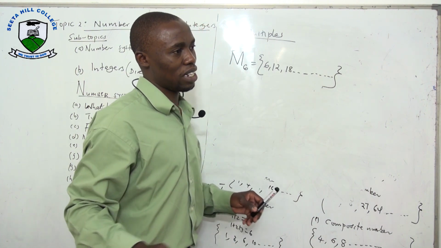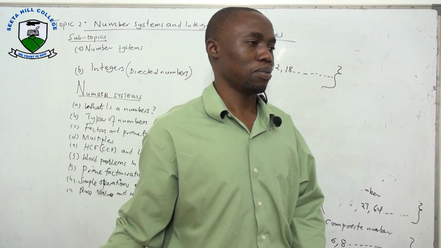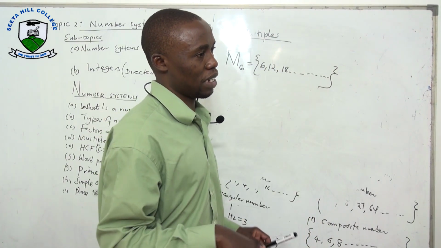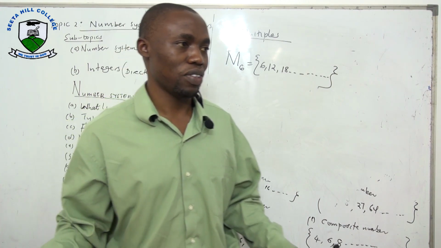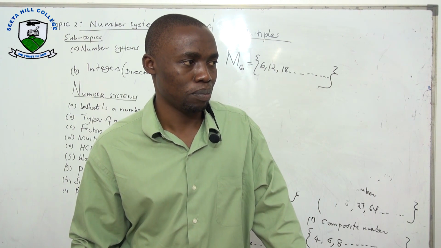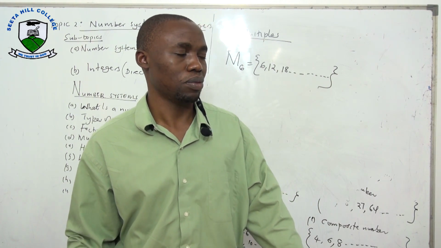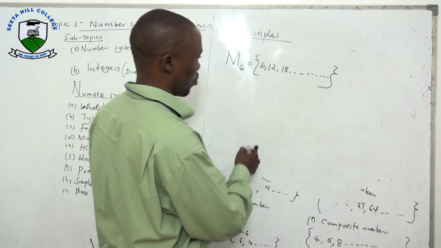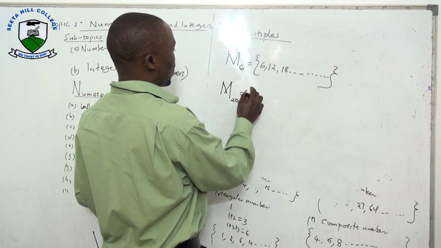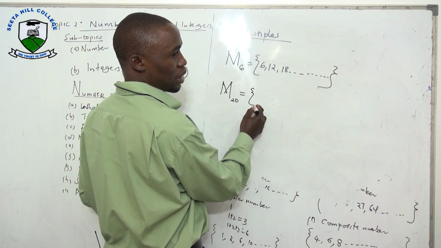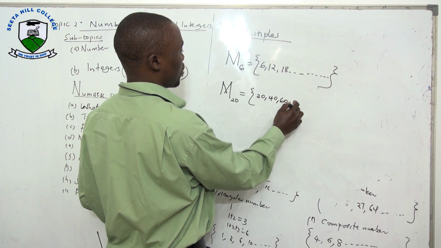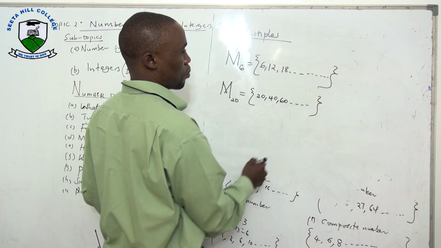Factors of 12, are they countless? No. So that means multiples are infinite. Now, to be infinite is to be what? Endless. So that's very accurate. Now multiples of 20, could you have some? Yes. That is 20, 40, 60, 80.